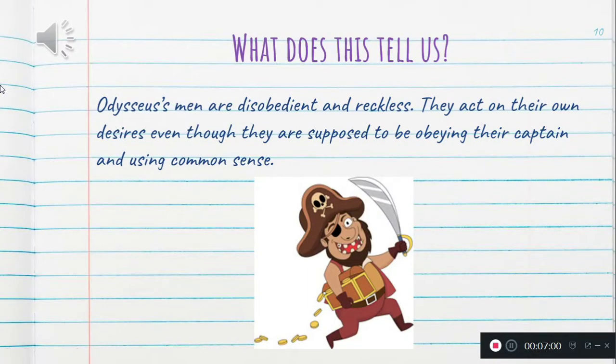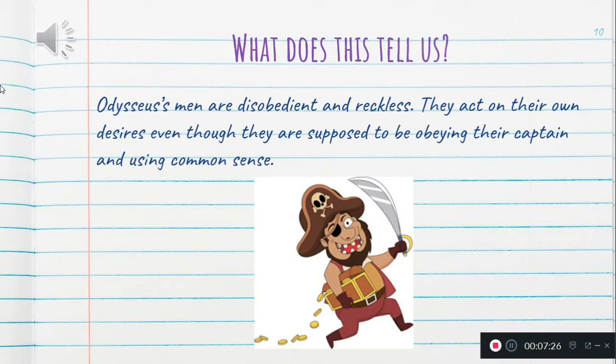What all this says when it comes together is that the men are disobedient and reckless. They act on their own desires even though they are supposed to be obeying their captain and using common sense. While a lot of the episodes and situations we looked at had external factors, there was still the men's unwillingness to obey Odysseus. They didn't trust him, and they decided to go off of their own selves, their own opinions, instead of what their captain told them to do.